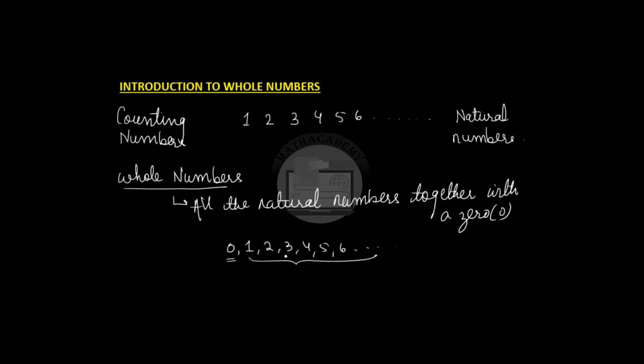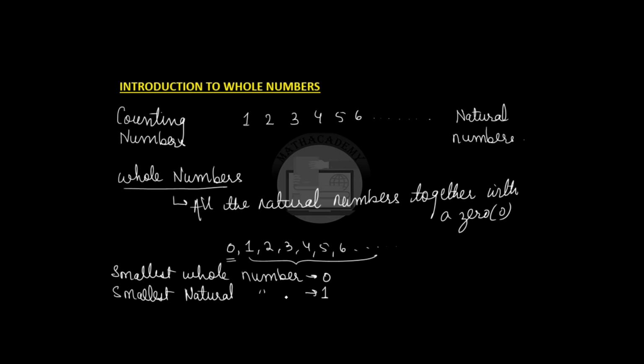These are whole numbers. So we see that the smallest whole number is 0. But the smallest natural number is 1. Correct? The smallest whole number is 0. The smallest natural number is 1. And all the whole numbers and the counting numbers, they continue endlessly. We can keep getting the numbers indefinitely. Okay? I hope this much is clear to everyone.